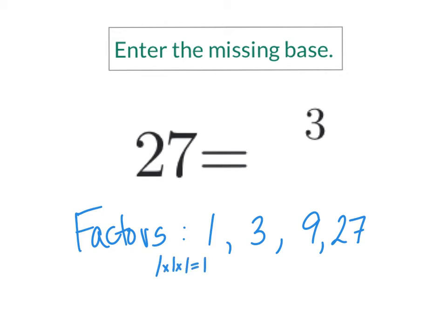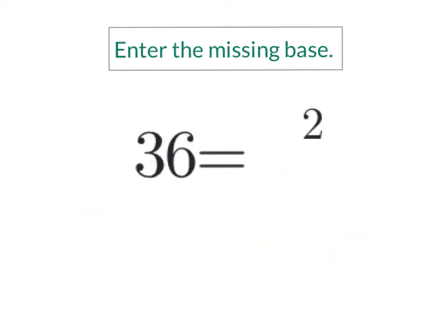That's still going to equal 1. That can't be it. 3 to the third power. Let's see, 3 times 3 is 9, times 3. Oh, that does equal 27. So my missing base number is 3. 3 to the third power will get me 27. Let's find the missing base again.